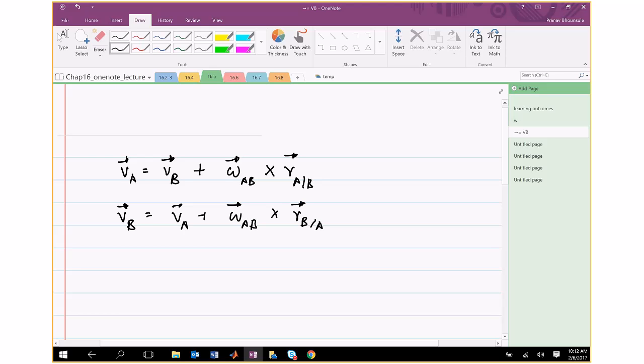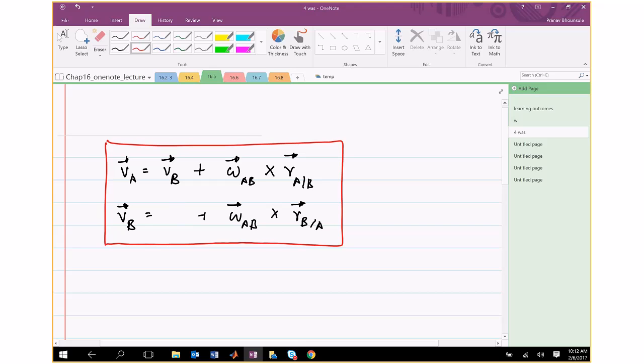Okay, both these formulas are valid for the same body. In one case, you're looking at motion, you're rotating about A, the first one. In the second case, you're rotating about B. So depending on what you're interested in, like if you're interested in the motion of A and you're given motion of B, then you would use the first one. If not, then use the second one. Okay, is that clear?